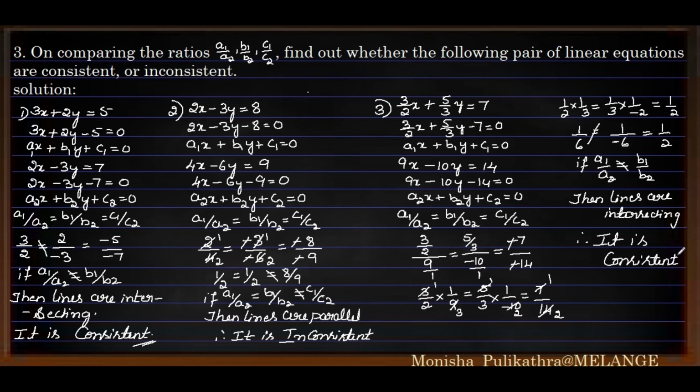Okay, so 2 more problems are there. In third main, 2 more questions are remaining, that is 4th sub question and 5th sub question. Okay, so in third main, the 4th sub question is the first equation is 5x minus 3y is equal to 11. So we can write it as 5x minus 3y minus 11 is equal to 0.